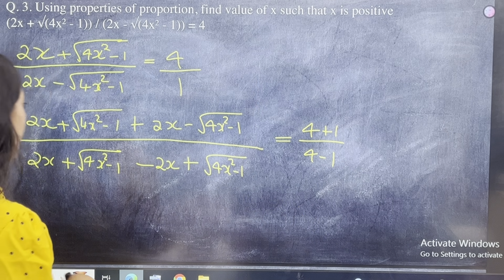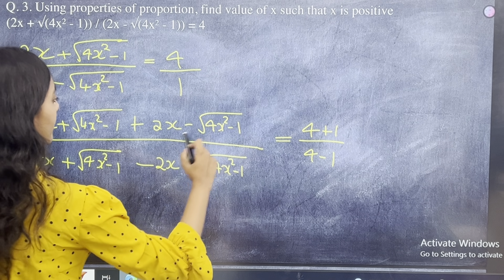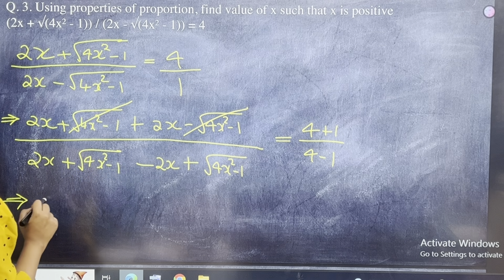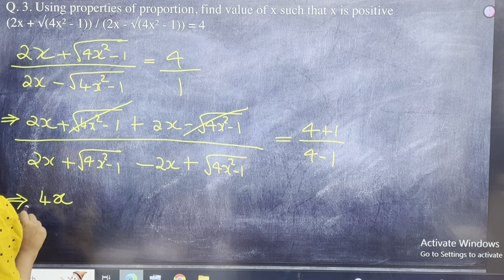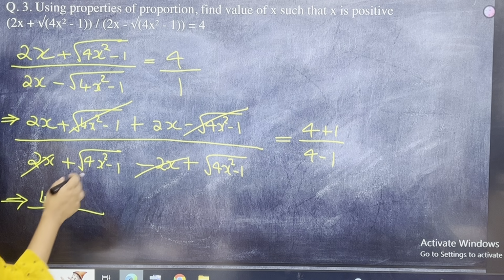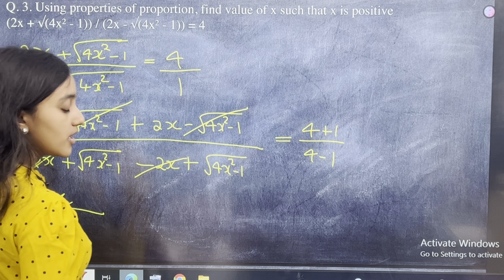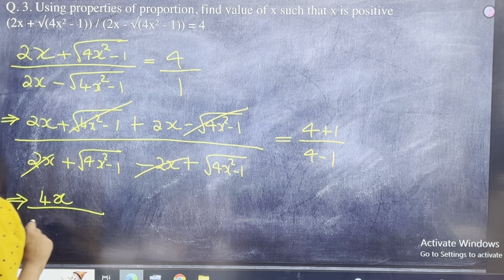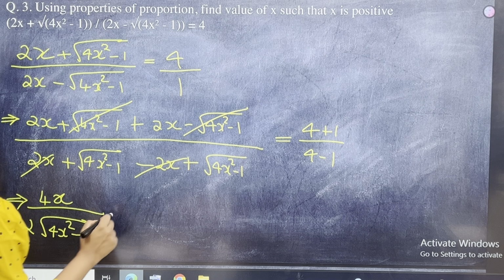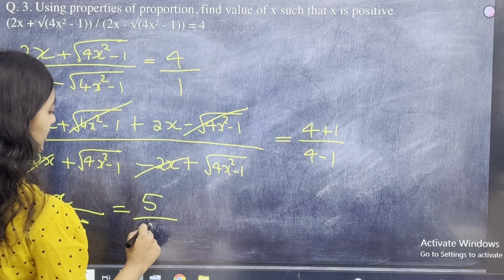Then plus root over 4x square minus 1 minus root over 4x square minus 1 gets cancelled. So you get 2x plus 2x, 4x, divided by, plus 2x minus 2x gets cancelled. You have plus root over 4x square minus 1 and another plus root over 4x square minus 1. It will be 2 into root over 4x square minus 1, which is equal to 4 plus 1, 5, divided by 4 minus 1 is 3.